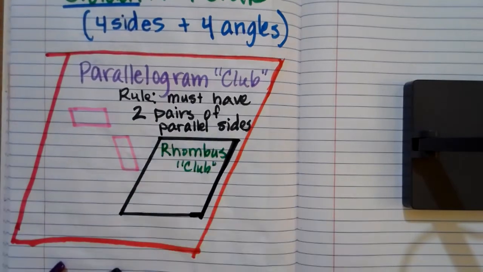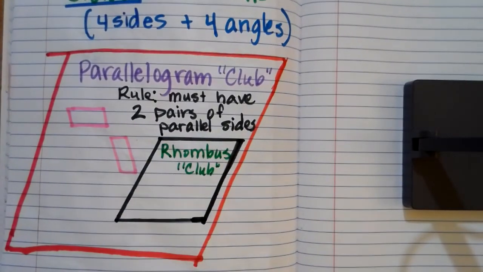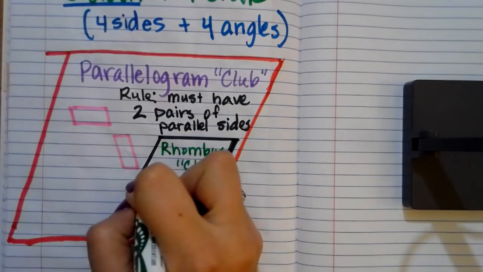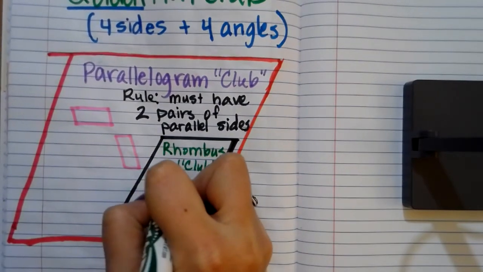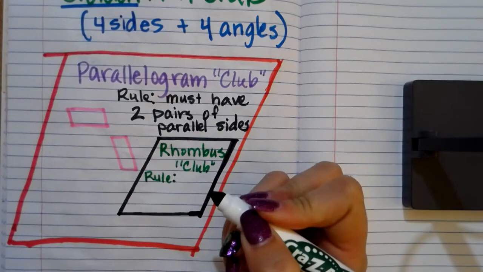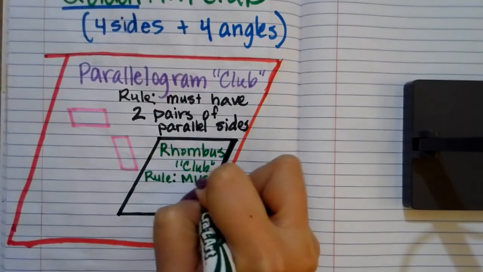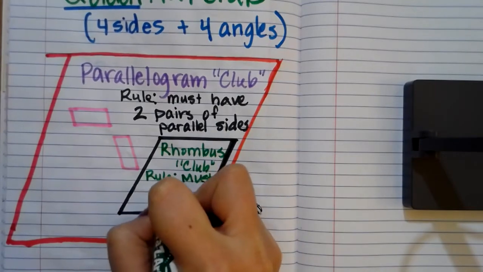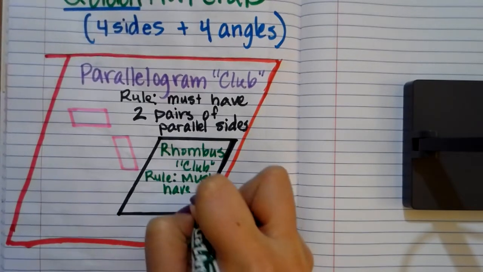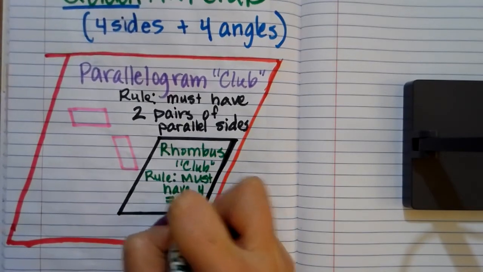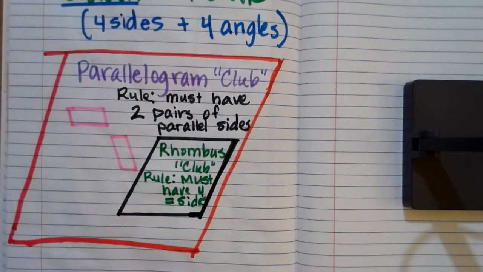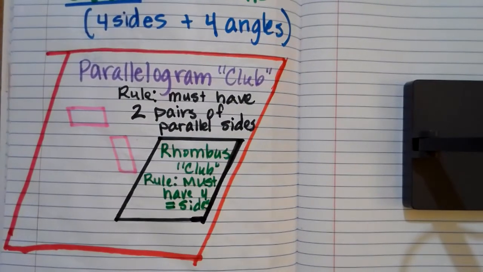And there's a rule to be in the rhombus club. Okay? There's rules to be in every club. So in the rhombus club, the rule is you must have 4 equal sides. That makes you in the rhombus club.